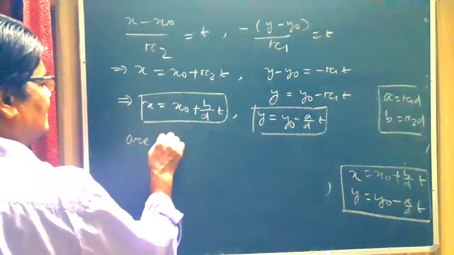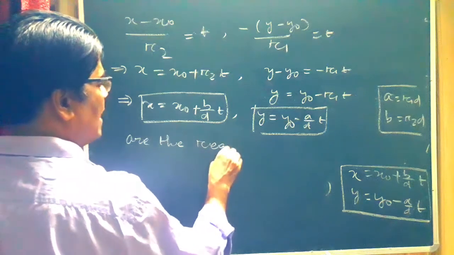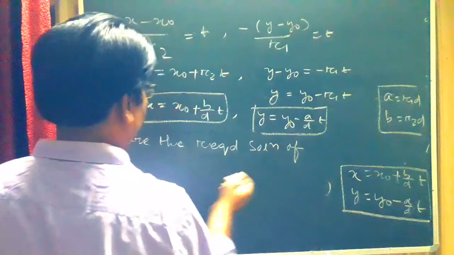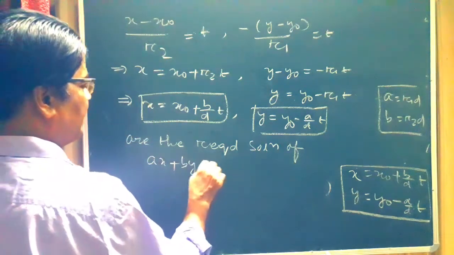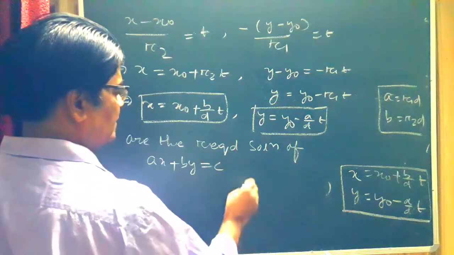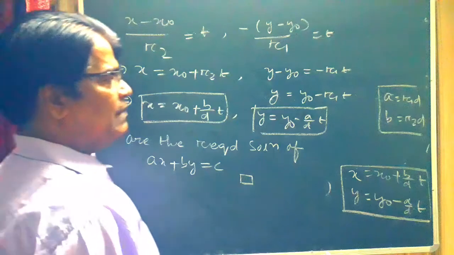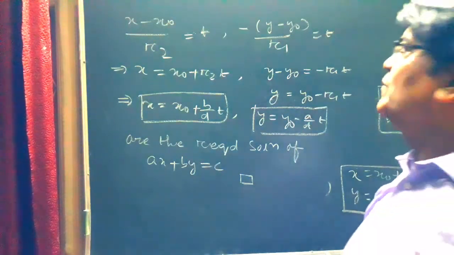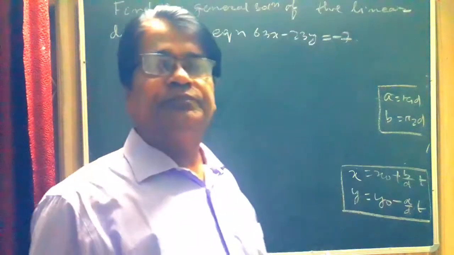These are the required solution of ax + by = c. So proved. So we have proved the theorem. Now let us proceed to solve a problem based on this theorem.